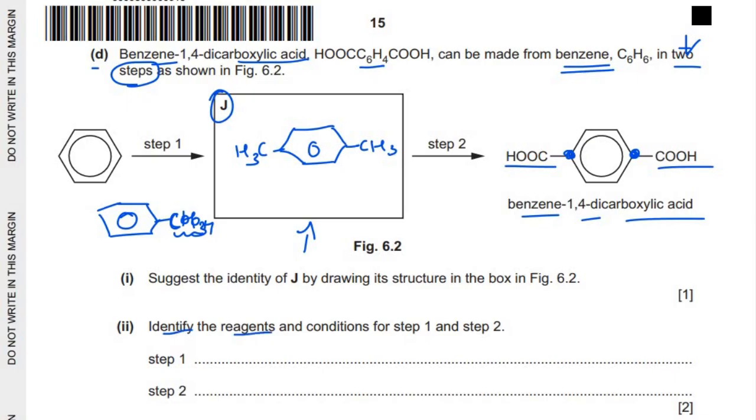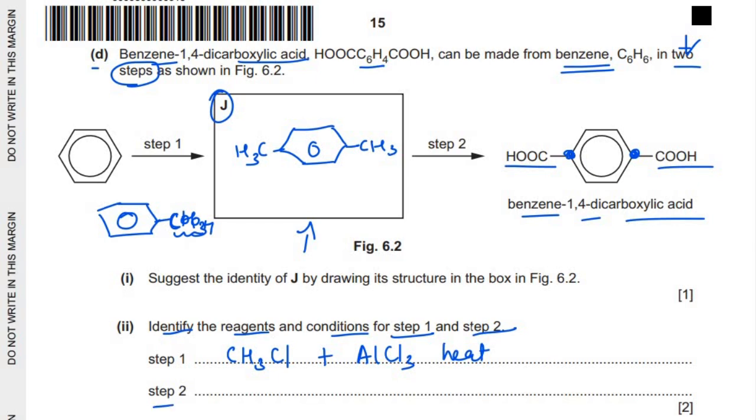Now identify the reagents and conditions for step 1 and step 2. So obviously for alkylation we need a chloroalkyl group. So here if we are bonding a methyl group, we need chloromethane, or you can say methyl chloride, that is used as a reagent along with the catalyst aluminium chloride, that is AlCl3, and heat. Those are the reagent and conditions required here.